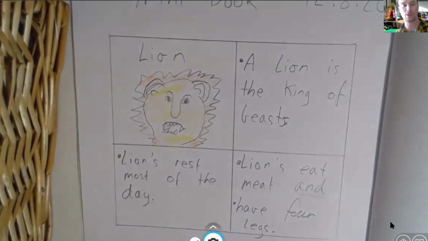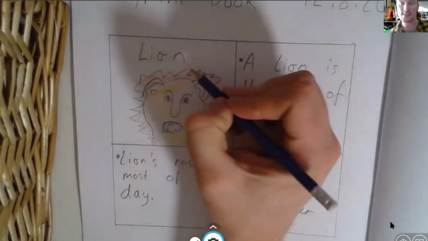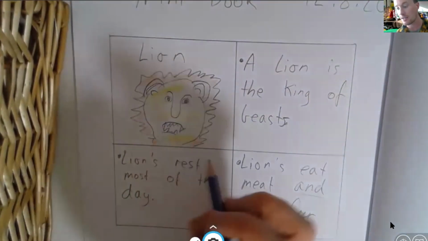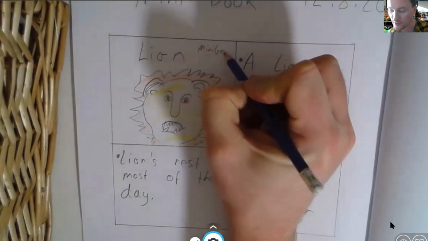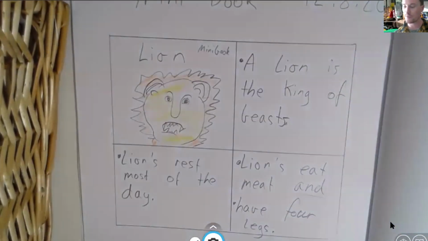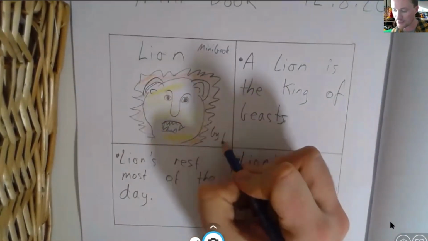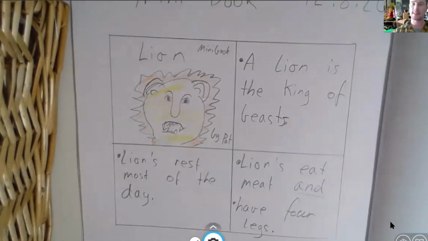So there you go. You might want to call it lion. You might want to say lions with an S at the end, the lion. You might want to say lion, mini book. Anything that you want is absolutely fine. And maybe you want to say bye and then you want to say your name. Completely up to you. But there you go.